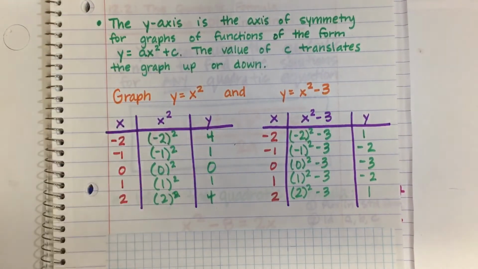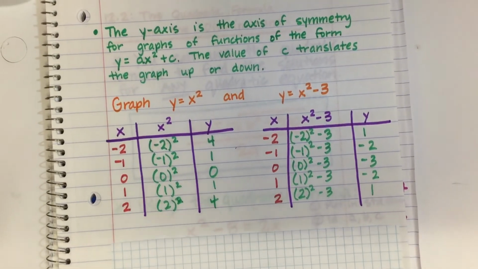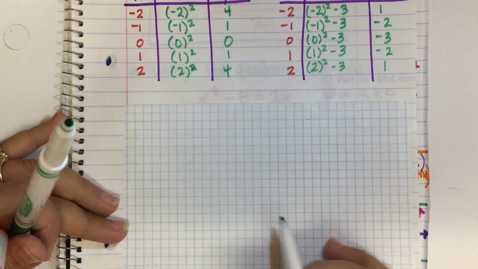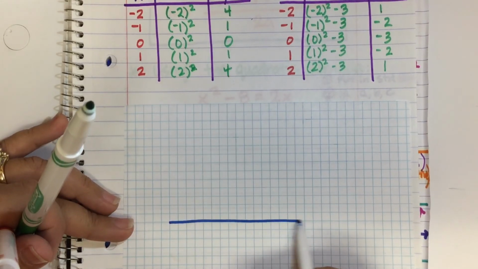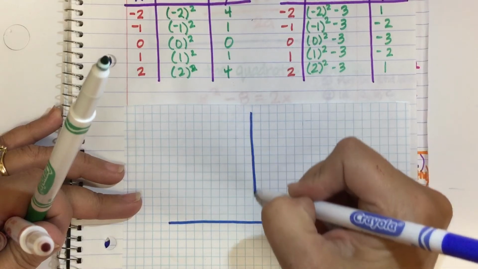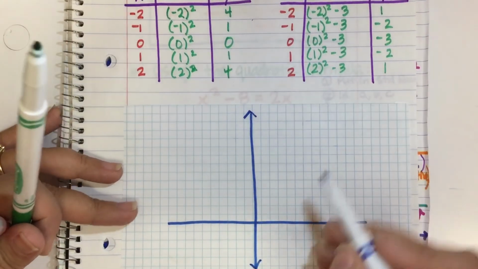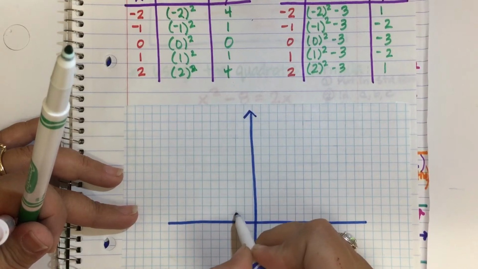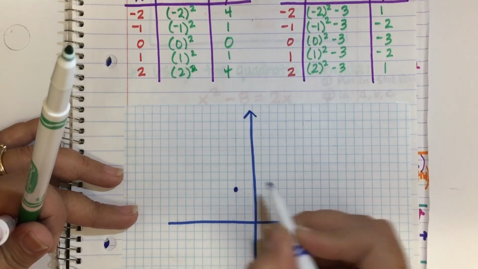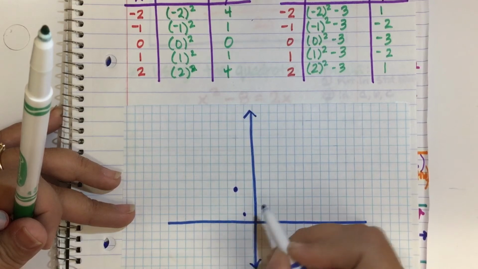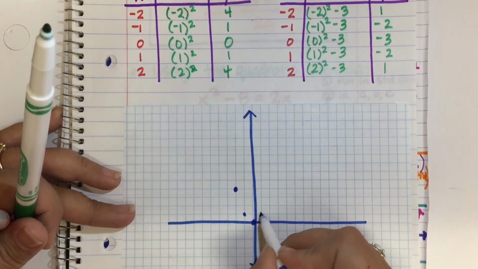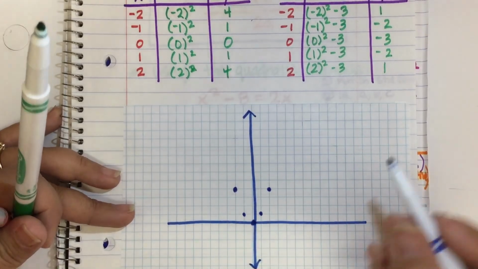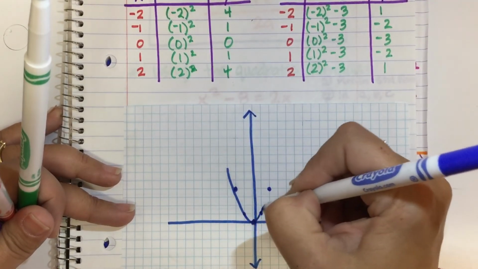So first I'm going to graph y equals x squared. I'm going to make a coordinate grid here. And I know both of these are positive. They're going to both open upward. So I'm going to have -2, positive 4, -1, positive 1, 0, 0, 1, 1, and 2, 4. So this is my first parabola.